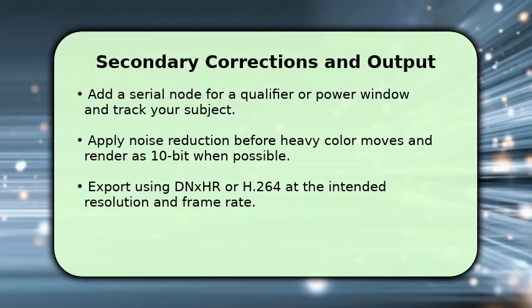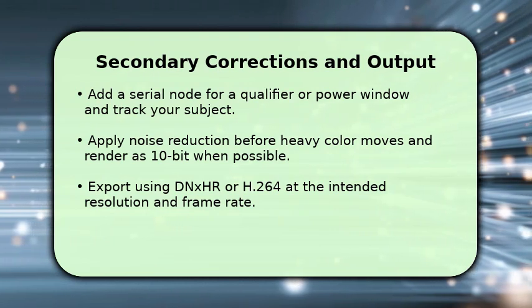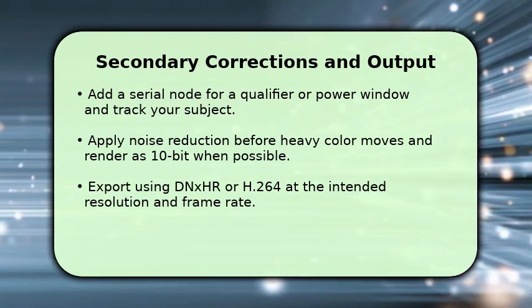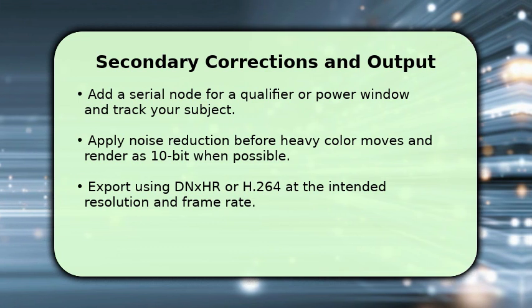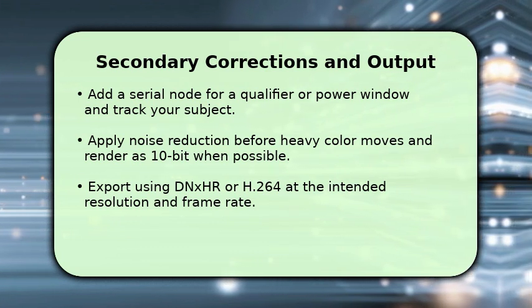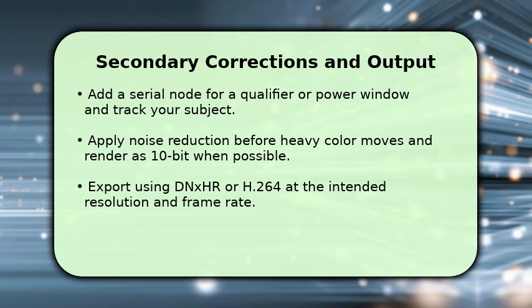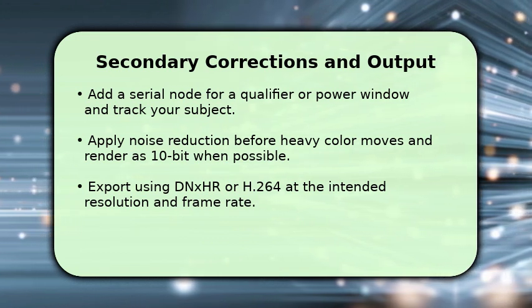Use a new serial node for any secondary work like qualifiers or power windows around subjects. Track the window or qualifier so corrections follow motion accurately across the clip. Apply temporal noise reduction before strong color pushes to avoid artifacting.